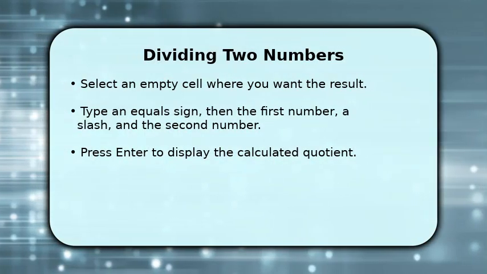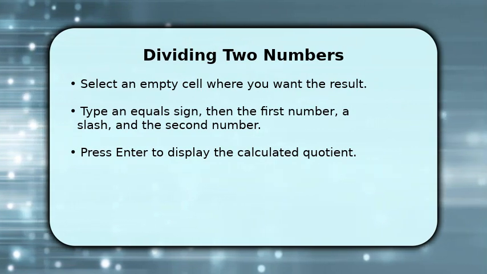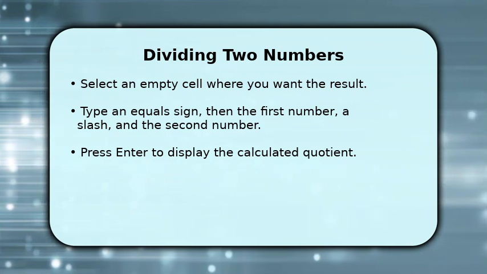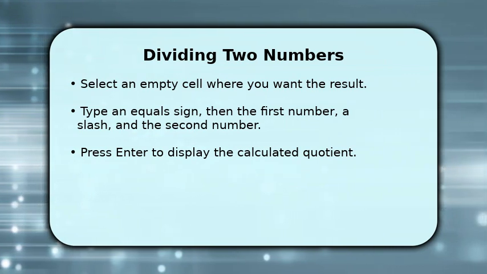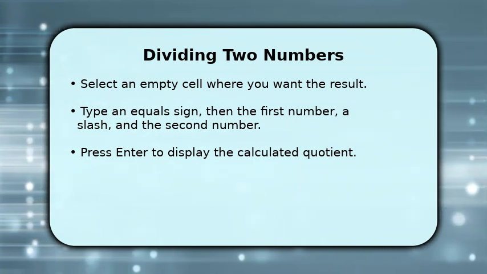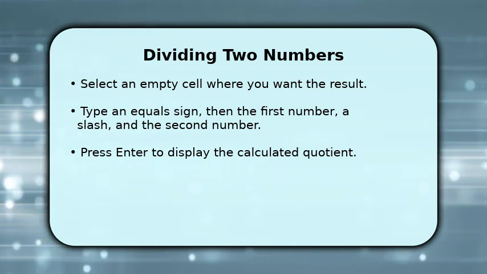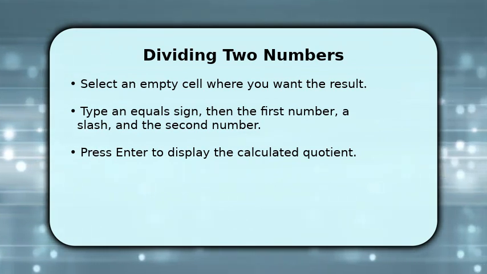Let's start with a simple example, dividing two specific numbers. First, choose any empty cell where you want your answer to appear. Then, type the equals sign, followed by your first number, the forward slash, and your second number. For instance, you might type equals 100 divided by 20. Pressing enter will immediately show you the result of your division.